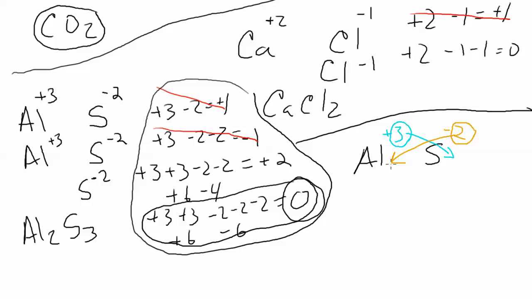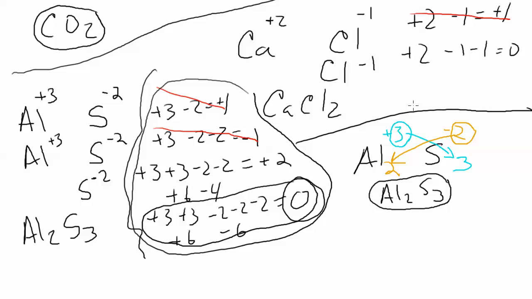So Al gets 2 and S gets 3. You get the same answer. You get Al2S3 without having to do all of this. So you can just switch these oxidation numbers. When I say switch them, I mean you take the oxidation of one element and send that number over to the other element, use it as a subscript, and you'll get the right formula. Let's see if it works with our previous examples.